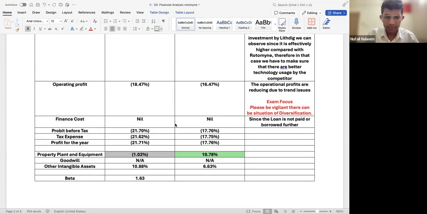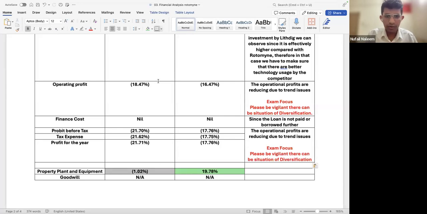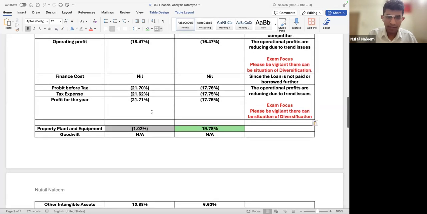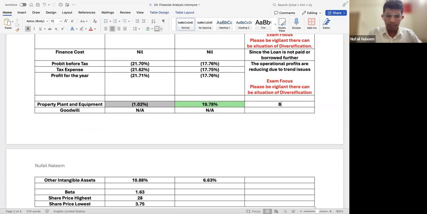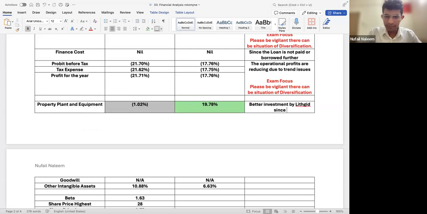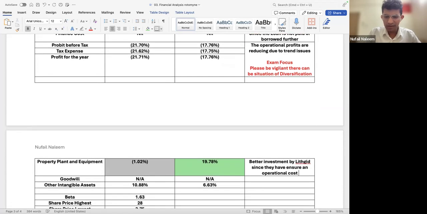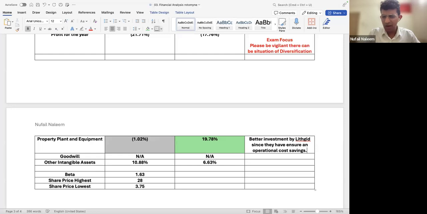Now, profit before tax expense, profit for the year, I can again merge it together and give you the point of view, students. It's all relating to the operational issues of the trend. That is the major reason all these things go down. And the fixed interest rate, yeah, that is also correct. Now, students, property, plant, and equipment, as I told you, better investments by Lithgit, because this is something for us. Lithgit has ensured operational cost savings. They have ensured what, students? Operational cost savings. Are you clear with that perspective there, students? There is an operational cost savings also for them. I hope that gives you a better clarity because that is one aspect.